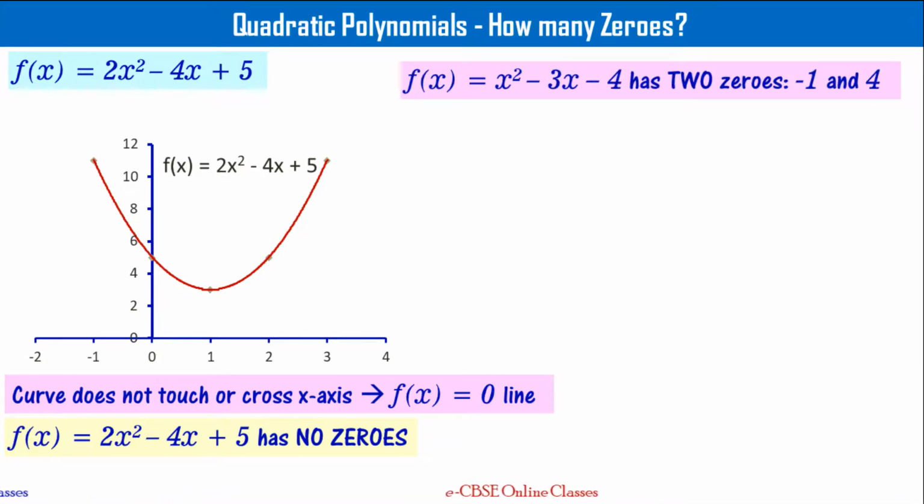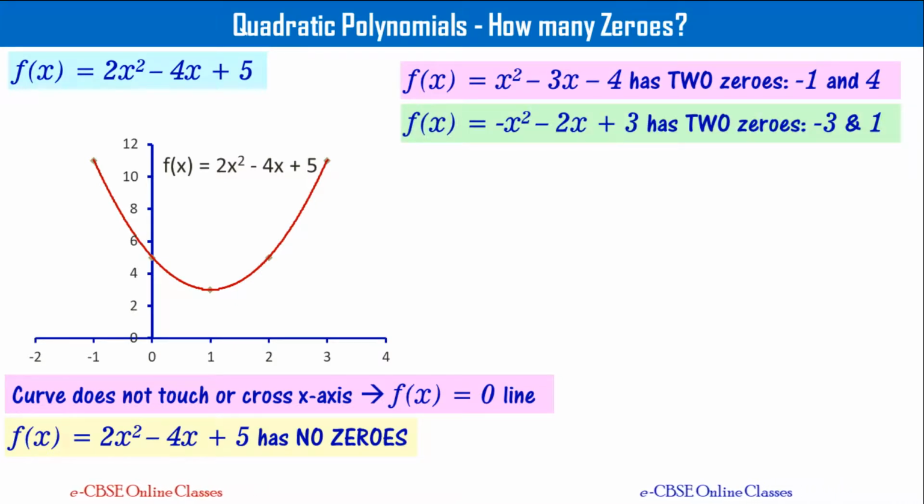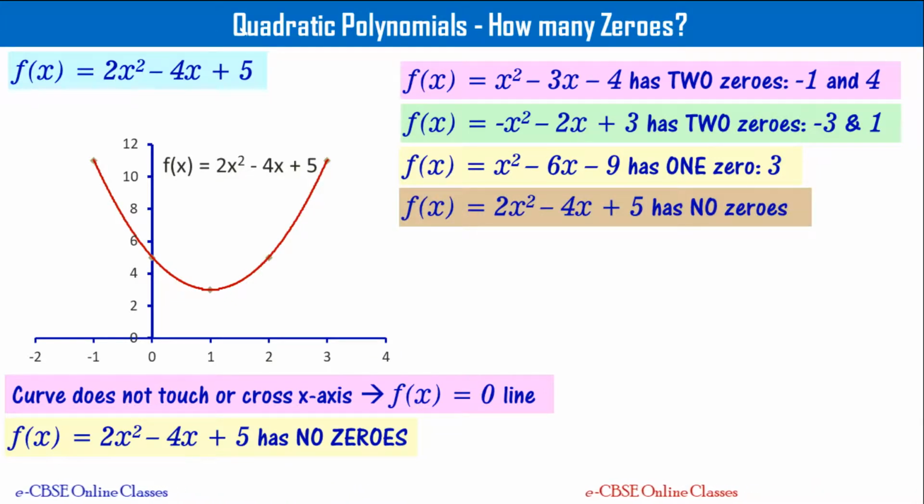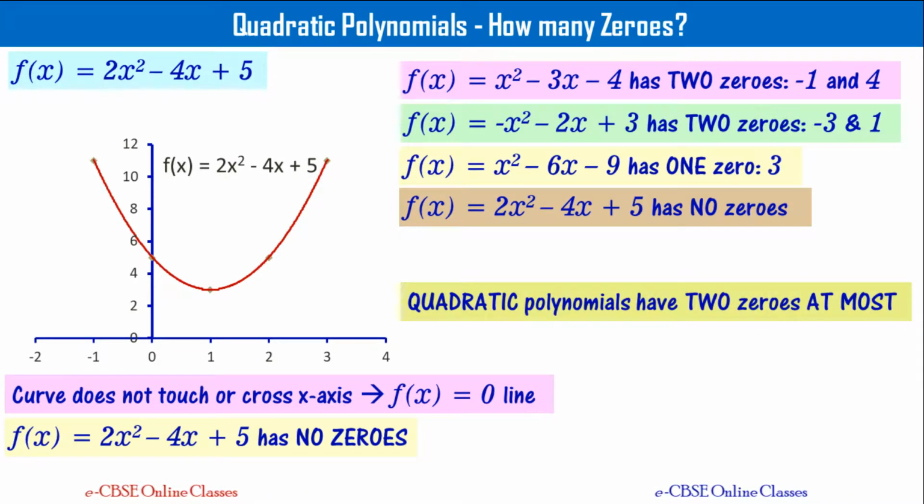Let's quickly recall. The first function we have seen, f of x equal to x square minus 3x minus 4, has two zeros. The second function we have seen has got two zeros. Another function, f of x equal to x square minus 6x minus 9, has got only one zero. And f of x equal to 2x square minus 4x plus 5 has no zeros. Based on this, what we can say is quadratic polynomials can have two zeros at most. Please take a note of this.